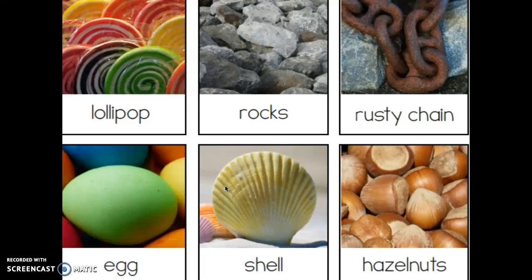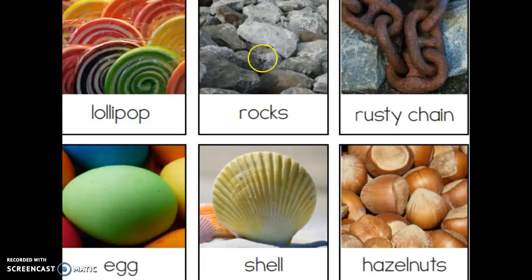The next picture across the top is a picture of a rusty chain. A rusty chain. Talk with your buddy and decide, would a rusty chain be hard or soft? Would it be rough or smooth? If you're not familiar with what rusty things feel like, you may have to depend on your buddy to help you out.